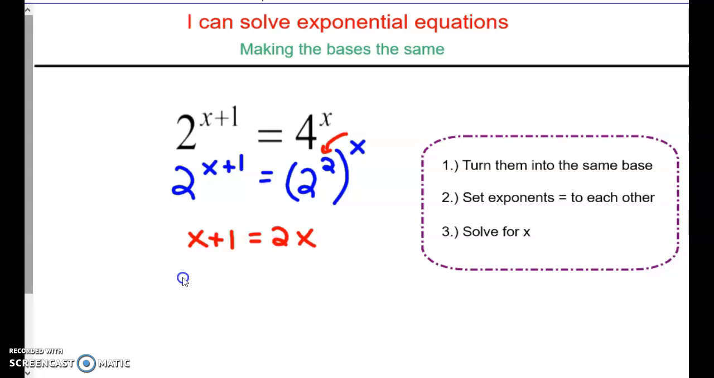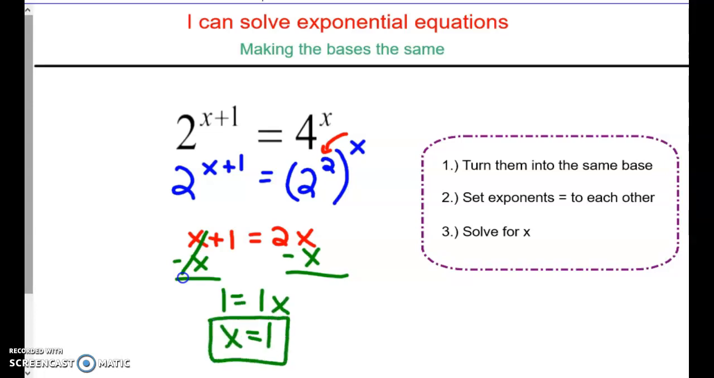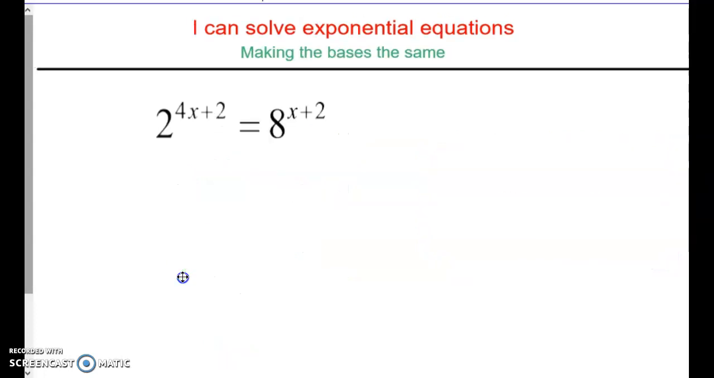And now I'm going to solve. So I'll just subtract x from both sides. And x is equal to 1. And if you plug it back in, it makes sense. 2 to the 1 plus 1 is 2 to the second, which is 4. And 4 to the 1 is 4 as well. We're going to look at a couple others.